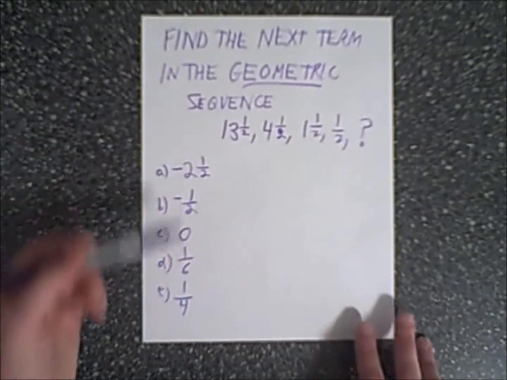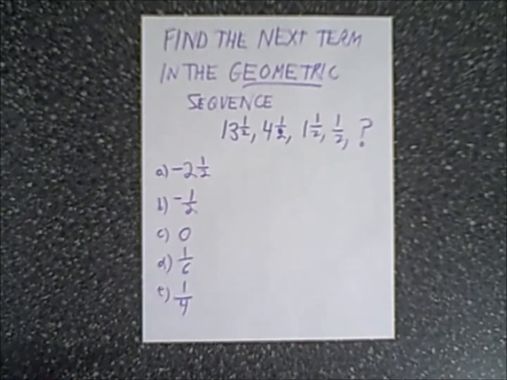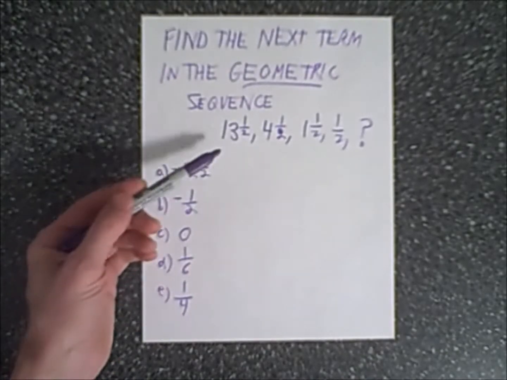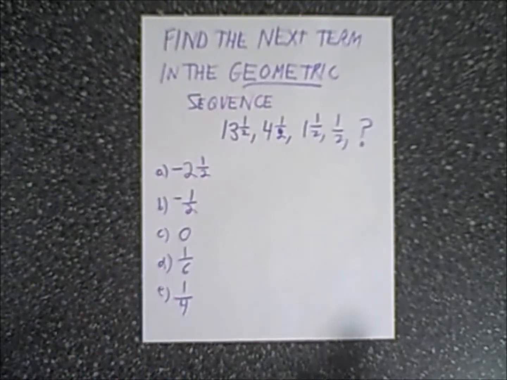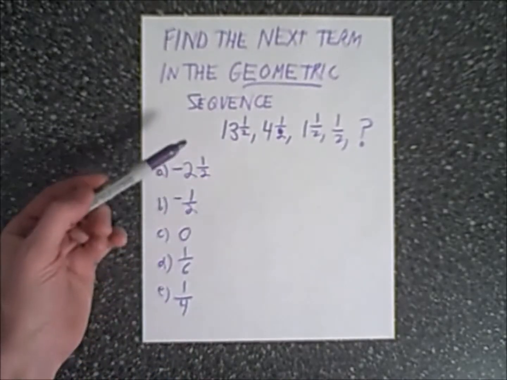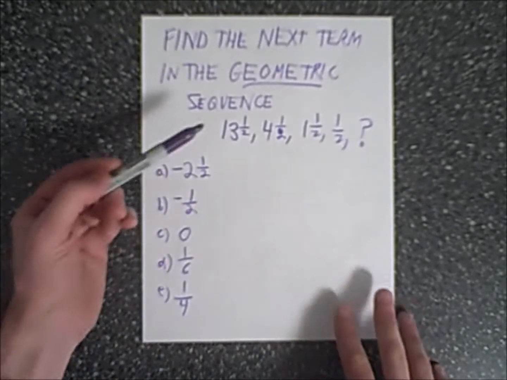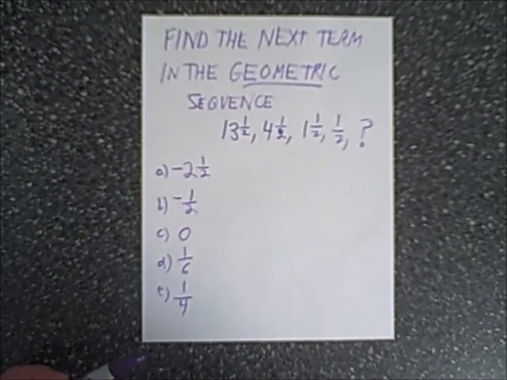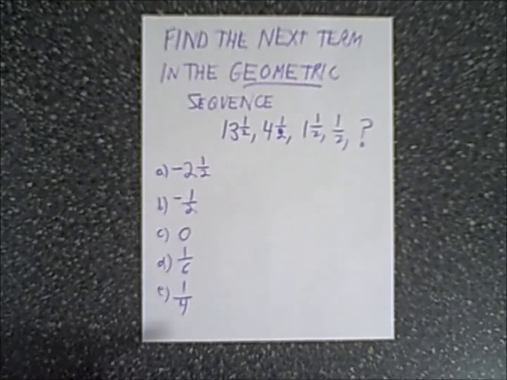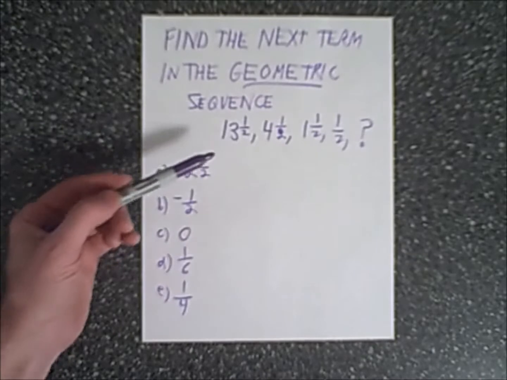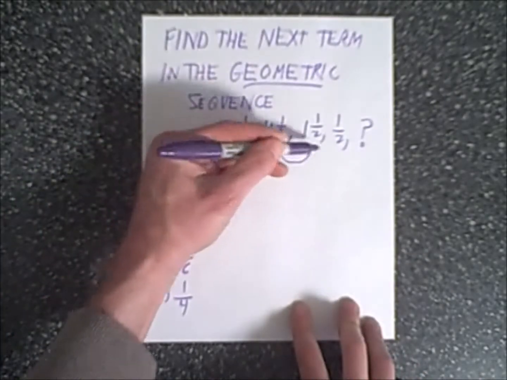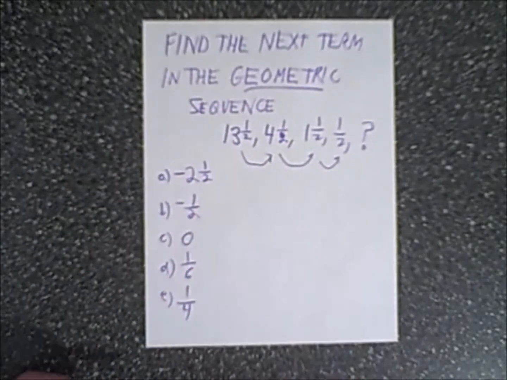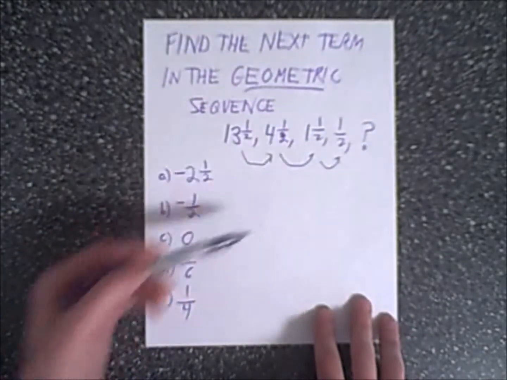Find the next term in the geometric sequence. A sequence is simply several terms in order. A series, of course, is the terms in order added together. But we're looking at a geometric sequence, and the key is geometric. Many of you have seen an arithmetic sequence where you simply add a certain common number to each term. In a geometric sequence, you're multiplying something to get from here to here, and the same number to get from here to here, and so on. And the trick is recognizing what is the common ratio between these terms.